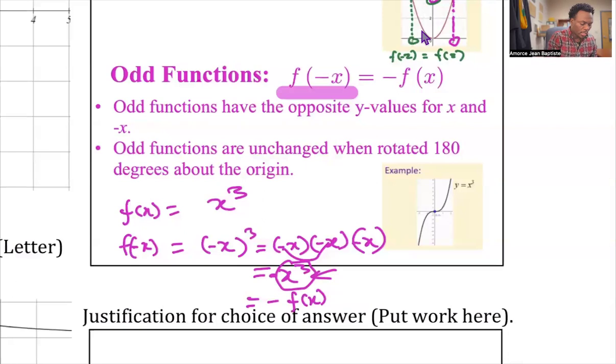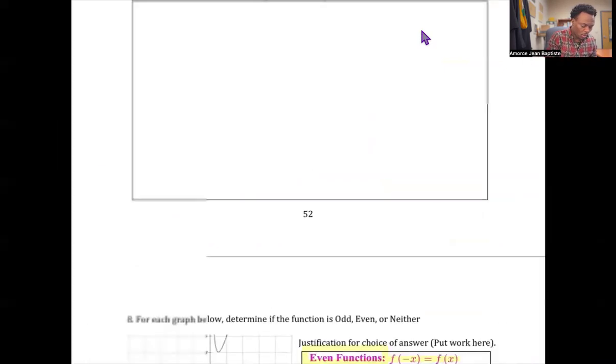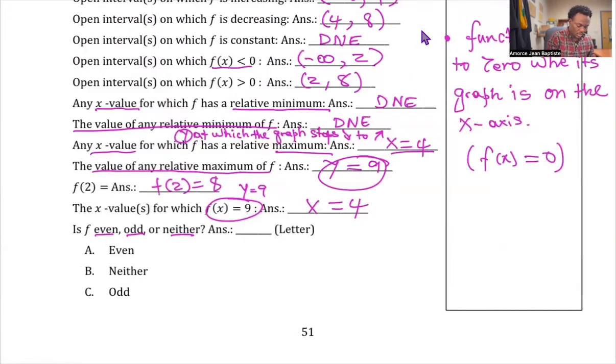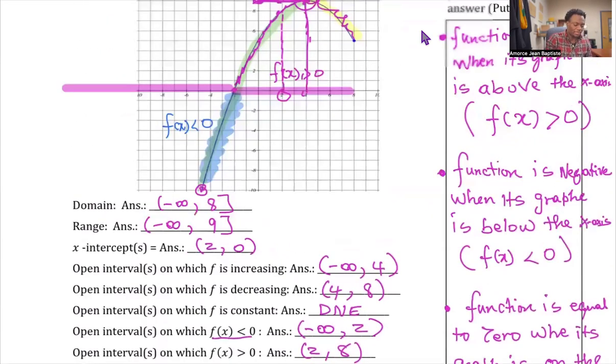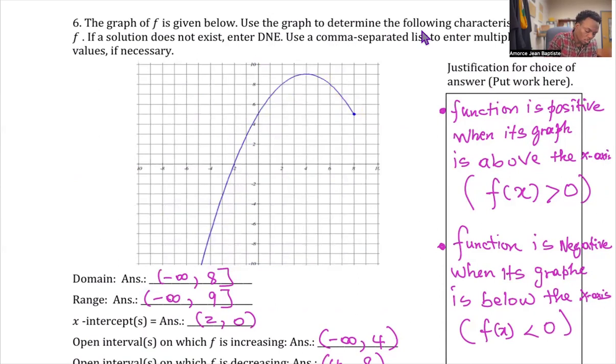So now we can go back and do this example over that we were working on. Looking at this graph, clearly we can tell that this is not even. I'm going to show you why. Let me clear the graph so we can see better. For some values we can tell, but not all of them.